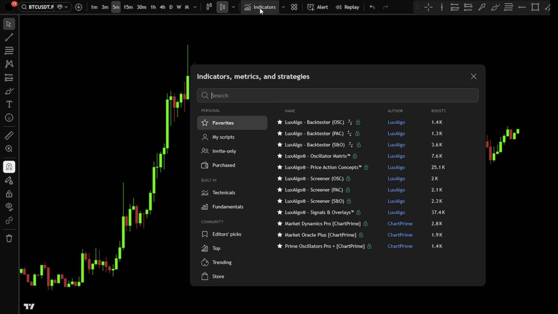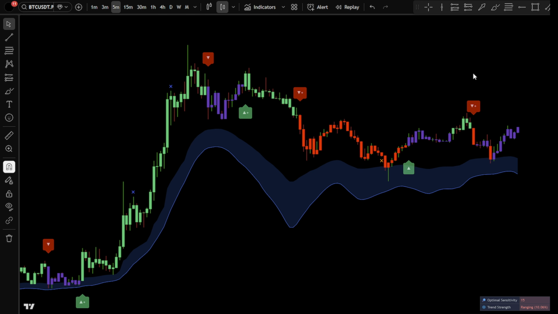The first indicator we are going to add is LuxAlgo signals and overlays. To do that, click on the Indicators tab and search for LuxAlgo signals and overlays, then apply it to your chart. This is one of the most popular premium indicators from LuxAlgo, and it currently has more than 37,400 boosts, which already tells us how trusted and widely used it is. Once the indicator is added, let's go through the settings we need.